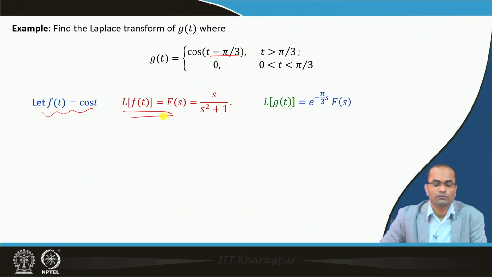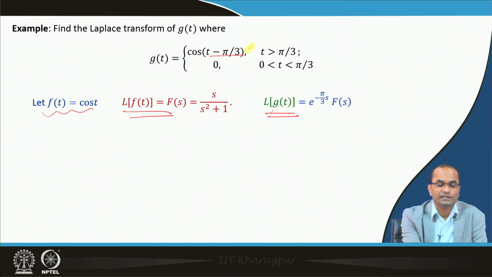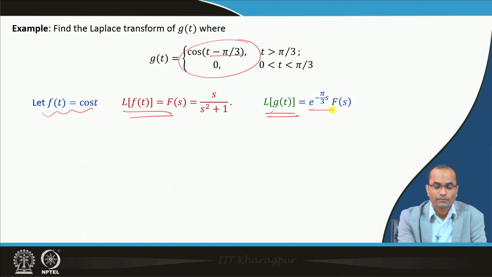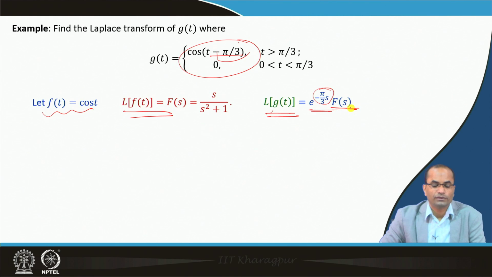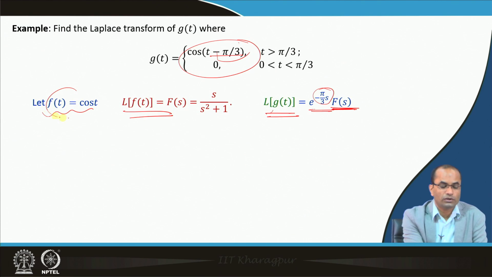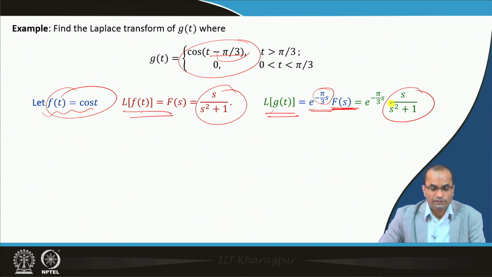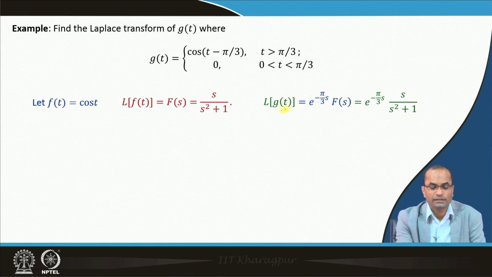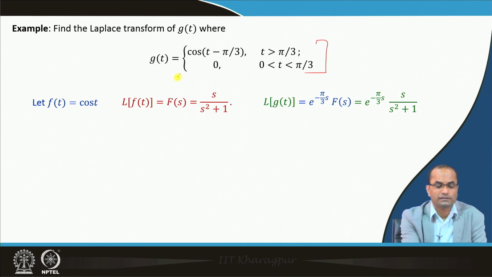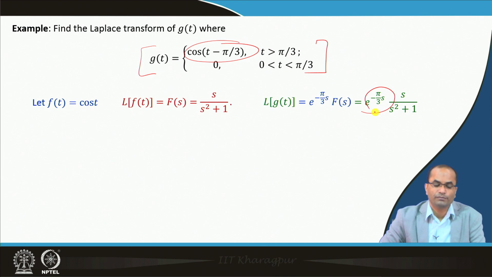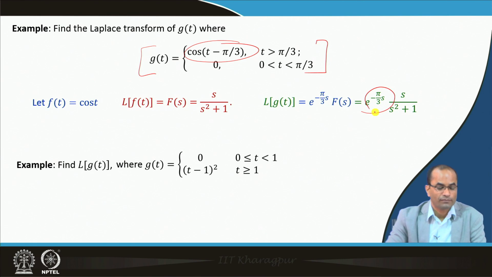So, s over s square plus 1, and then the Laplace transform of g(t), where we can apply this second shifting theorem, which says e^(-pi s/3) will go out, and then the Laplace transform of f(t), that is just cos t. So, the Laplace transform is s over s square plus 1. So, we are done with this second shifting property, and the application is very easy now. With the help of this we can directly write down the result just by multiplying by e^(-pi s/3).